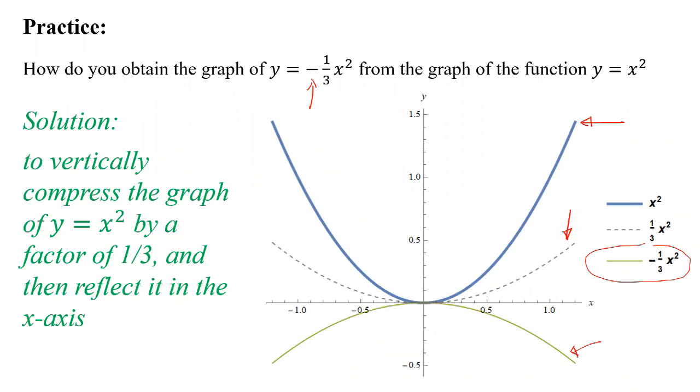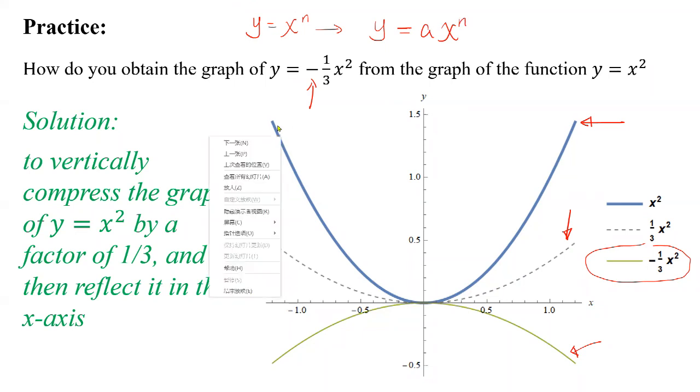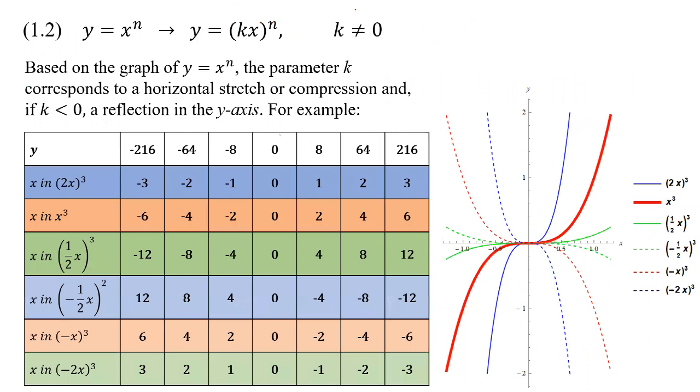Okay, do you have any questions regarding the first type of transformation from y equals x to the power of n to y equals a times x to the power of n? No questions? All right, let's see the second type of transformation.